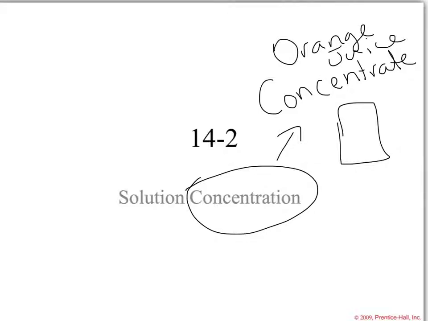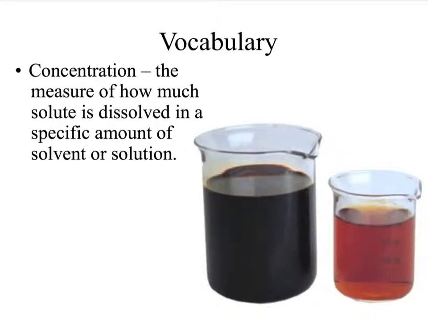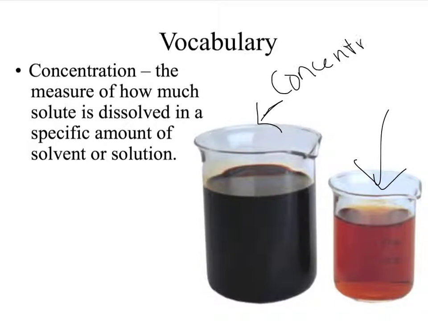Okay, let's get the official definition of concentration. Concentration is the measure of how much solute is dissolved in a specific amount of solvent or solution. And here are two examples. There's a lot of tea dissolved in this beaker and not a lot of tea dissolved in this beaker. So this one is more concentrated, and this one is weaker.